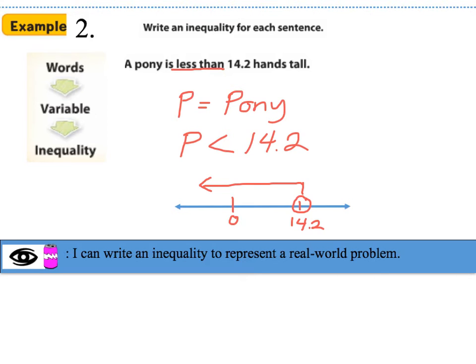Now, because we are talking about a real-life problem, the blue line is pretty much the stopping point where our solutions would stop, because a pony cannot be negative hands tall. So once again, anything to the left of 14 2/10 could be an answer. Anything to the right of 14 2/10 cannot be an answer. And 14 2/10 is not less than 14 2/10, which is why we have an open circle.